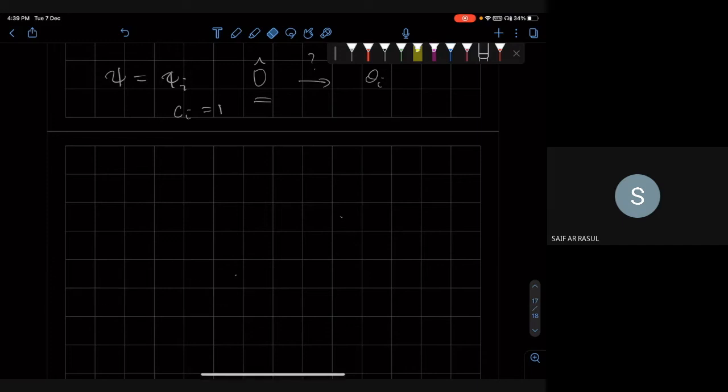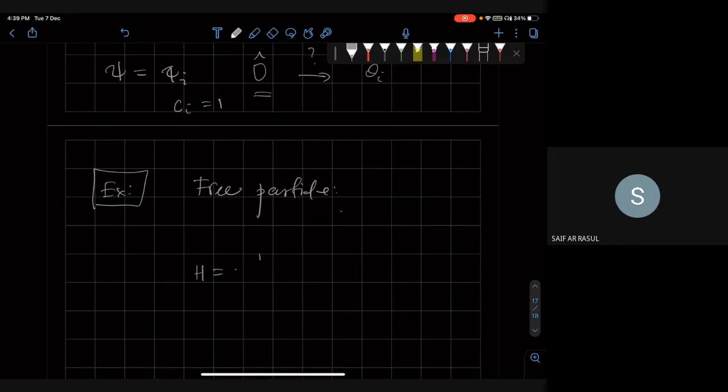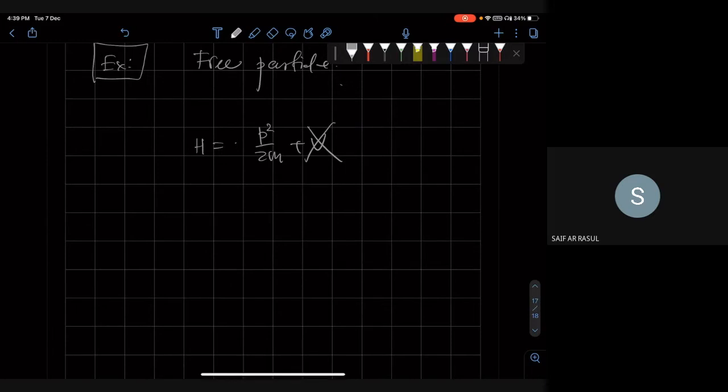Okay, so let's do an example because I think people are a little bit confused. Let's take a free particle. For a free particle, the Hamiltonian is just p squared by 2m. There's no potential energy term, right? In that case, my Schrodinger equation is i h bar dψ/dt equals minus h bar squared by 2m del squared of ψ.